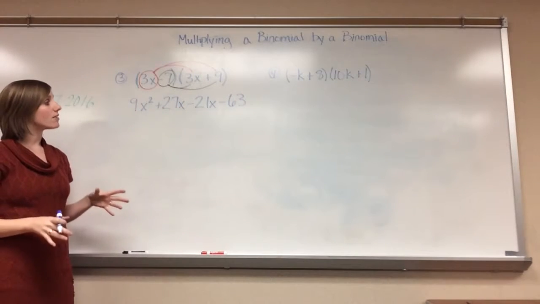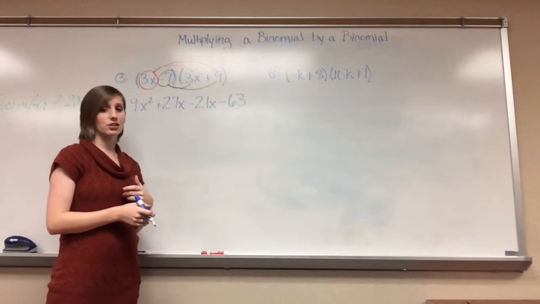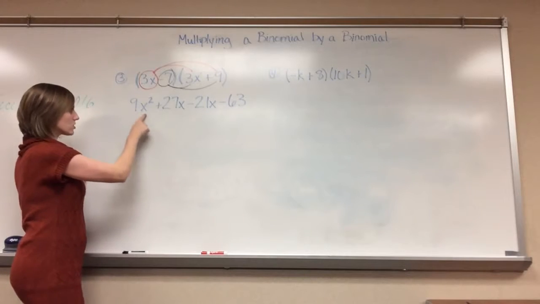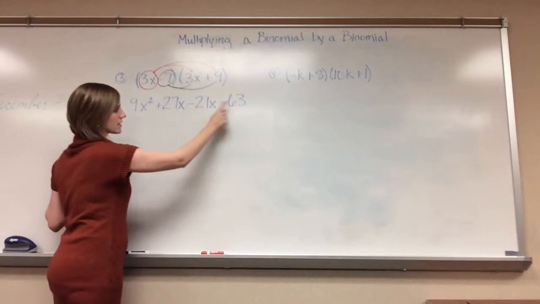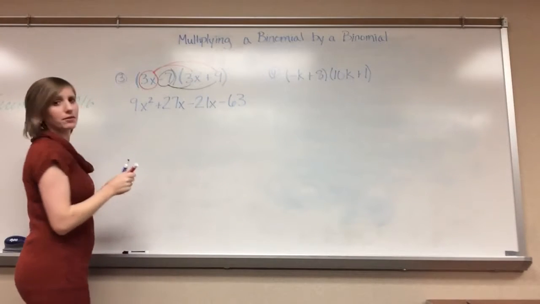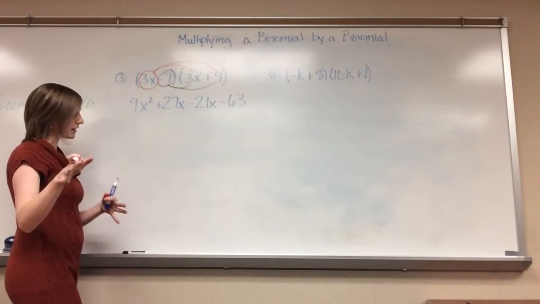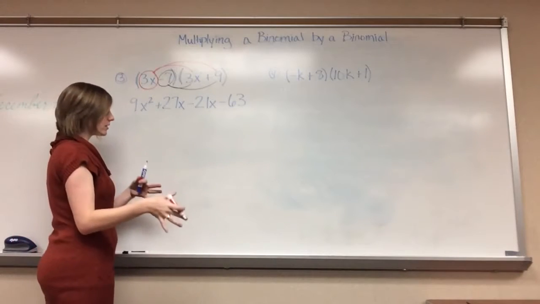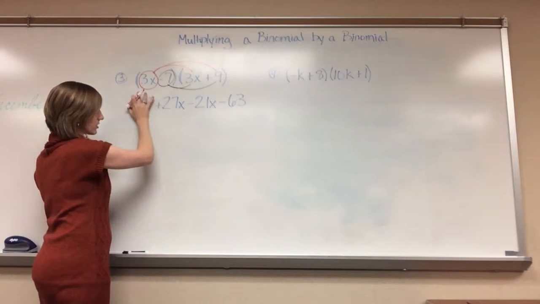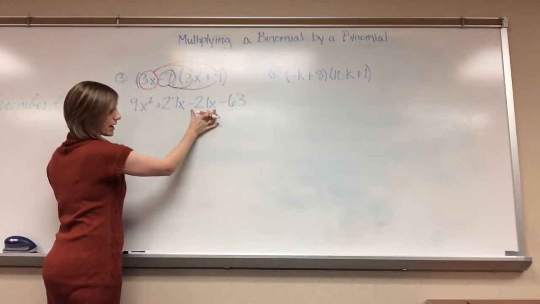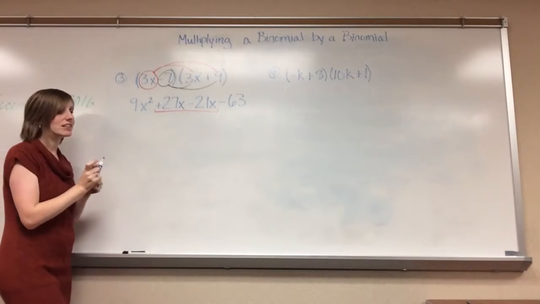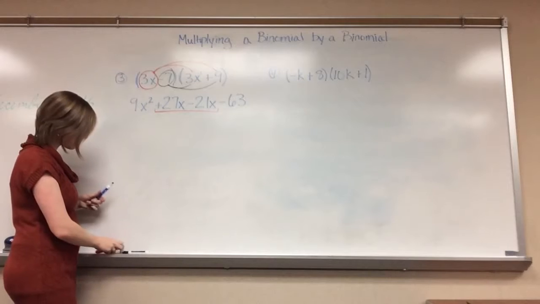Okay, so we've done all of our steps except for combining like terms. So I need to go ahead and combine my like terms. If I look here, I have an x squared, an x, and then this doesn't have a variable. So remember what we talked about for combining like terms, they have to have the exact same letter. X squared is different from x, so this is not a like term. But 27x and minus 21x, those are like terms. They have the same letter. So I can go ahead and combine those.